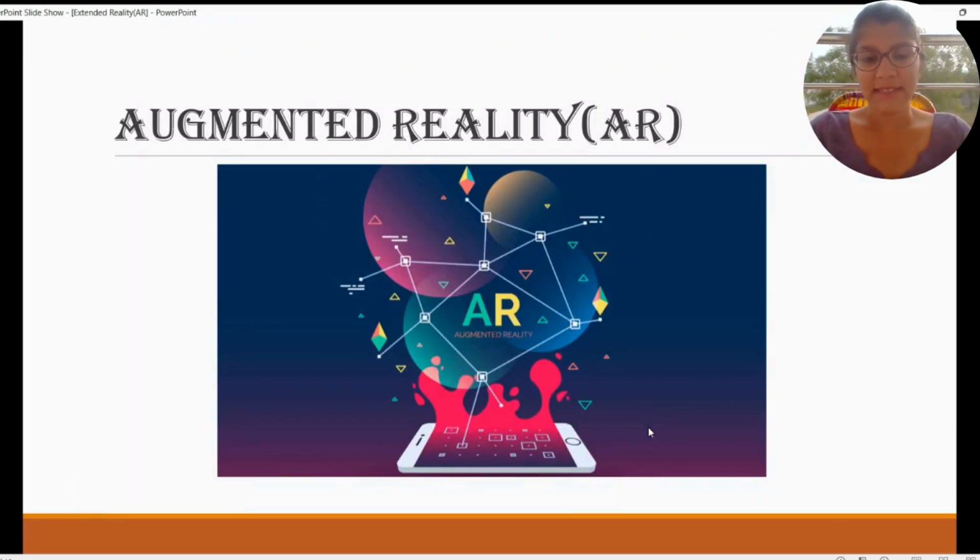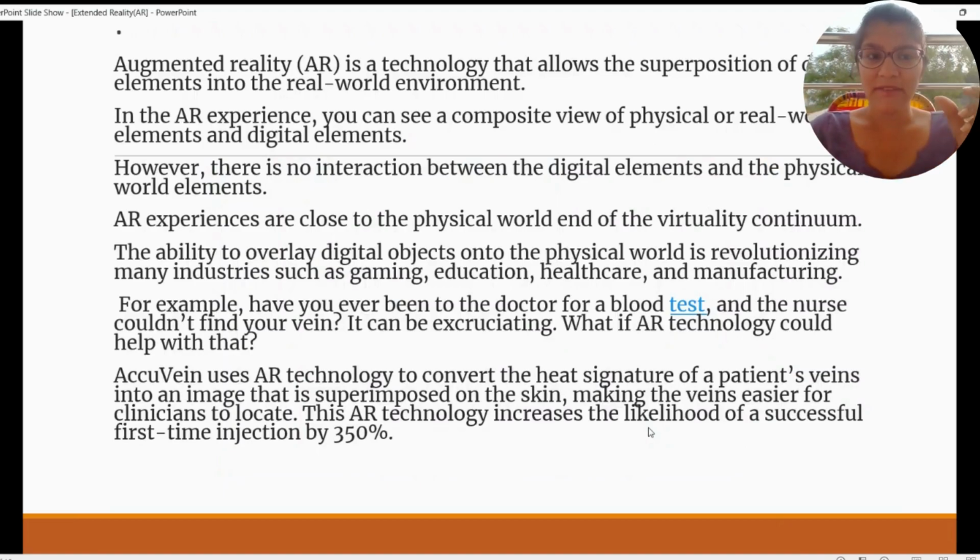Coming to augmented reality, AR. It is a technology that allows the superposition of digital elements onto the real world environment. In AR, we can experience a composite view of physical or real world elements and digital elements. There is interaction between the digital elements and the physical world elements. This AR experience is close to the physical world end of the virtuality continuum. The ability to overlay digital objects onto the physical world is revolutionizing many industries such as gaming, education, healthcare, and manufacturing. So augmented reality is also being used in these sectors.